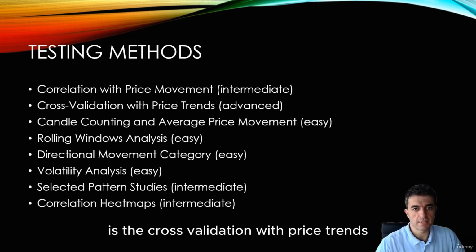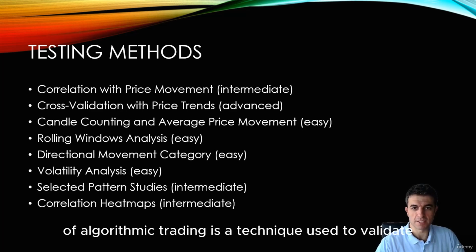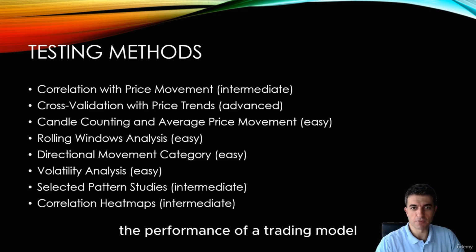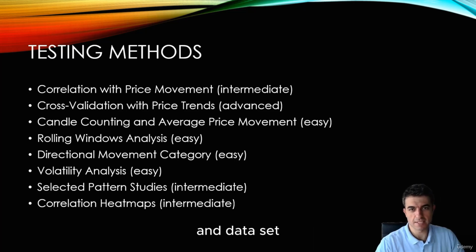The second point is the cross-validation with price trends. Cross-validation in the context of algorithmic trading is a technique used to validate the performance of a trading model. It involves mainly dividing the historical data into a training set and a test set.